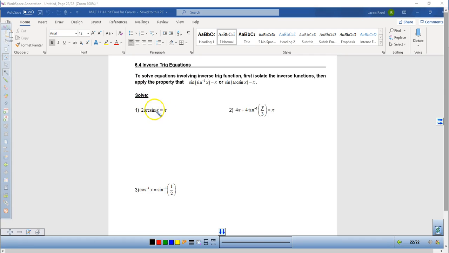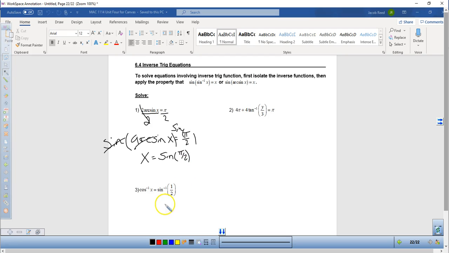So in number 1, I want to isolate the inverse function. I have 2 times the inverse, so I'm going to do the inverse of the inverse, and divide by 2. So I get arc sine of x is equal to pi over 2. And now I'm going to do the trick that they give us at the top, and I'm going to apply sine, and do the same thing over here. So sine and arc sine cancel out, so x is equal to the sine of pi over 2.